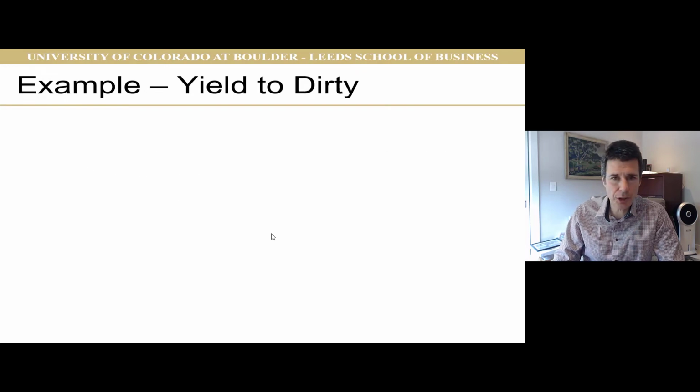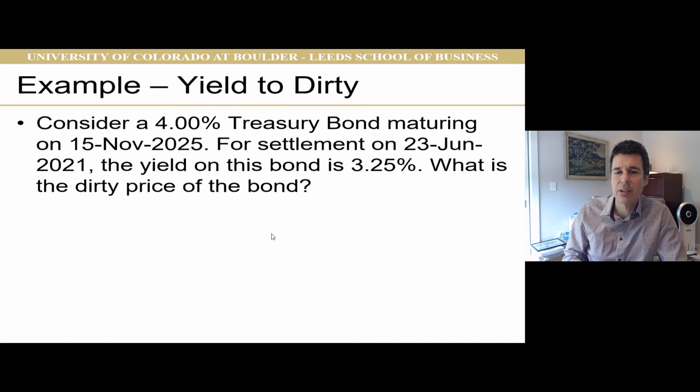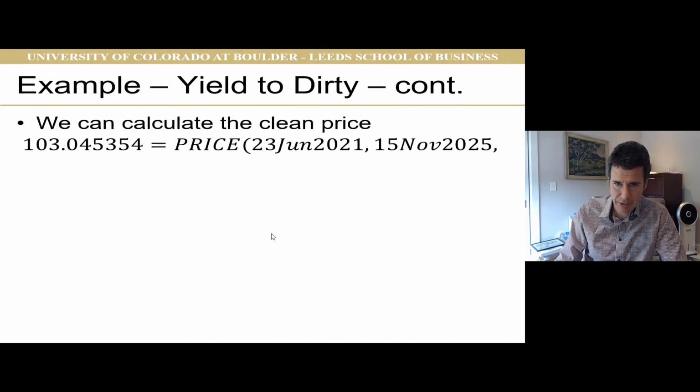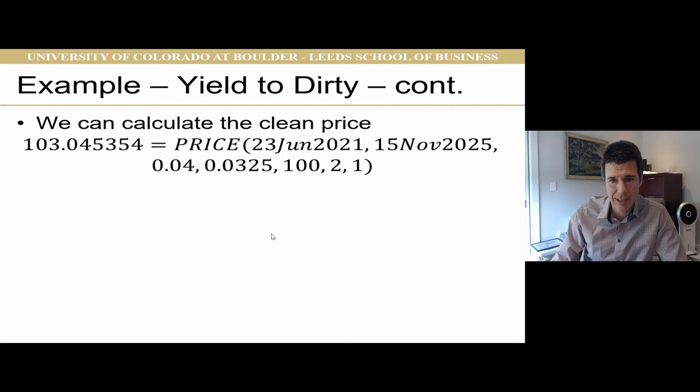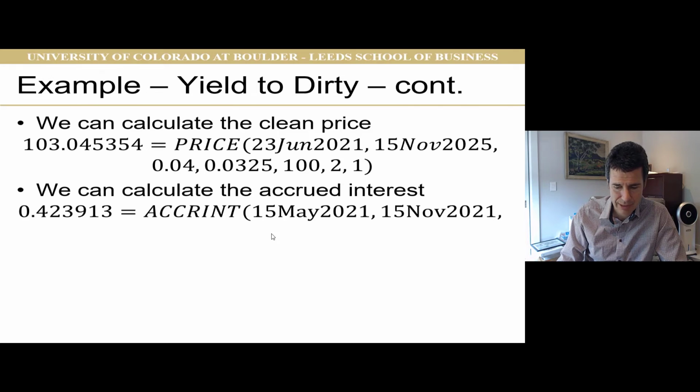We can convert yield to dirty price. This is a little more involved. So let's look at a 4% coupon treasury bond maturing on the 15th of November 2025. For settlement on 23rd of June 2021, the yield on this bond is 3.25. We want to find the dirty price. So what do we do? Calculate the clean price using the price function. Settlement, maturity, coupon, yield, principal, 100, frequency 2, semi-annual, basis 1, U.S. Treasuries. So we find the clean price, 103.045354.